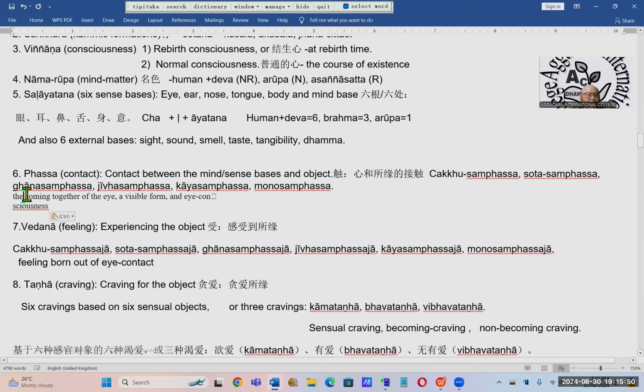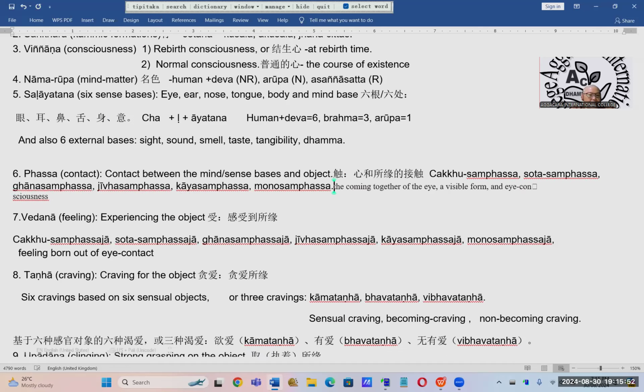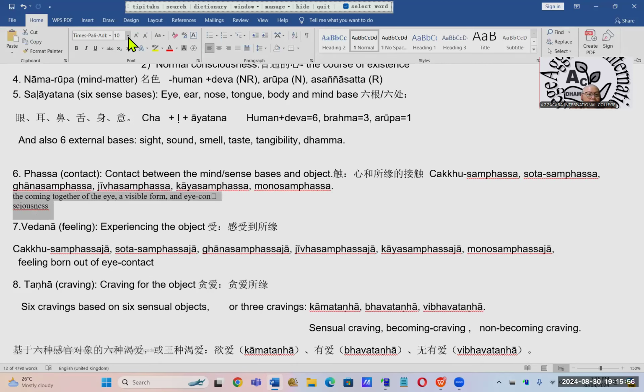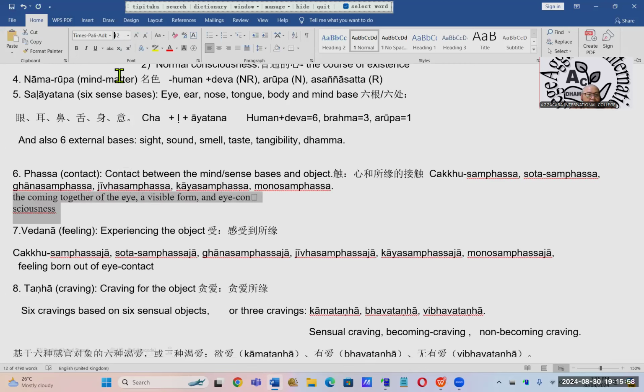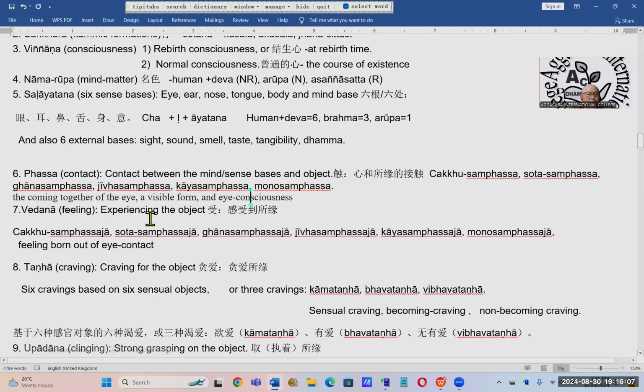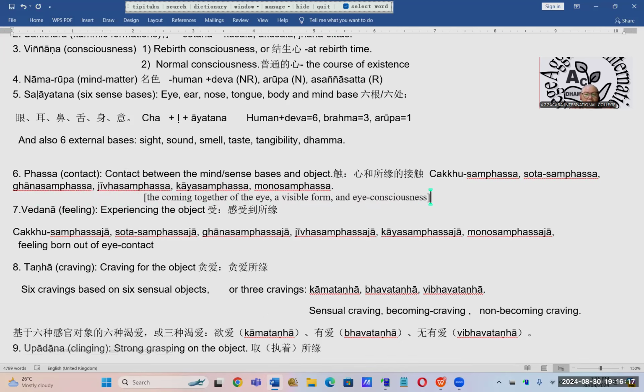Now we say phasa means sangati. Sangati is this meaning: in this very detail, you have three things considered as coming together, right? So sangati, just now, the word coming together. Coming together: eye, visible form, and eye consciousness. Okay.